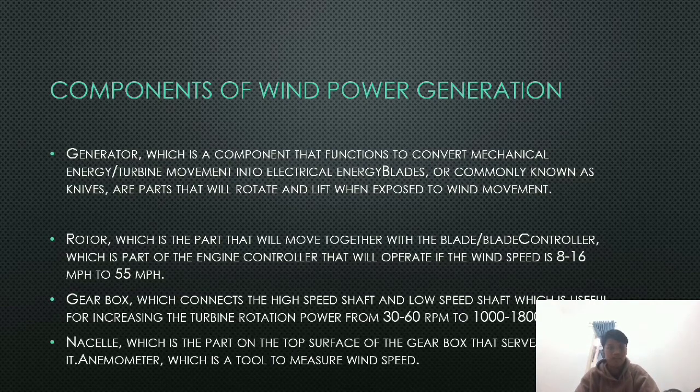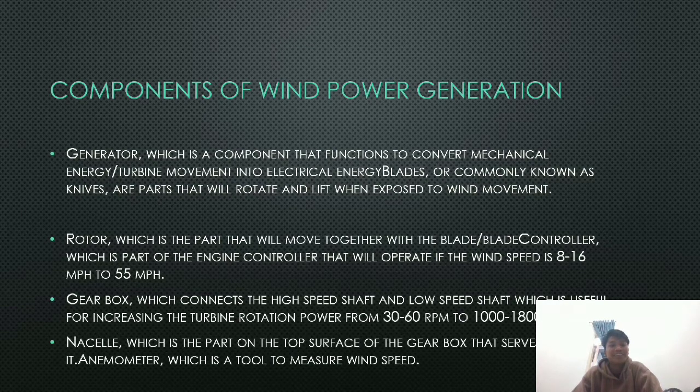115 mph to 55 mph. Gearbox, which connects the high speed shaft and low speed shaft, increasing the turbine rotation from 64 to 50 rpm to from 1000 to 1800 rpm.